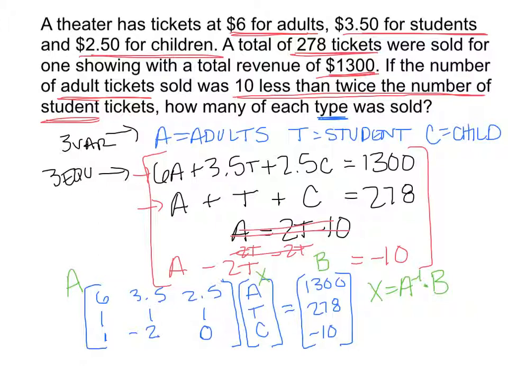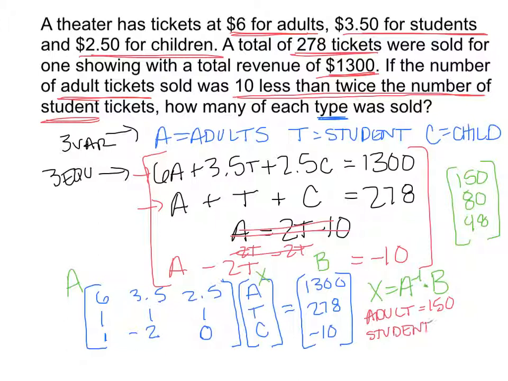So when you actually perform that operation, A inverse B, what you're going to end up with is a 3 by 1 matrix. And your matrix, if you did all your work right, it's going to be 150, 80, and 48. But now you have to interpret what that matrix means. You can't just leave it like that. It doesn't really tell us very much information. So I would say that I sold 150 adult tickets. And I sold 80 student tickets, because that's the order they're in. And I also sold 48 child tickets.